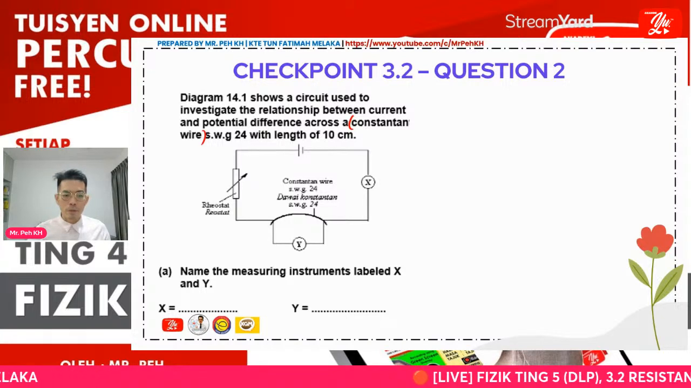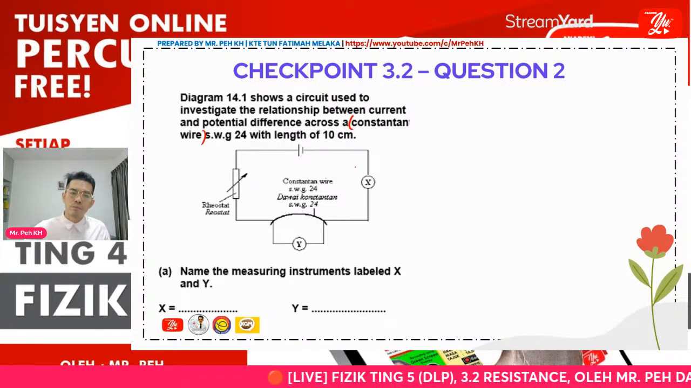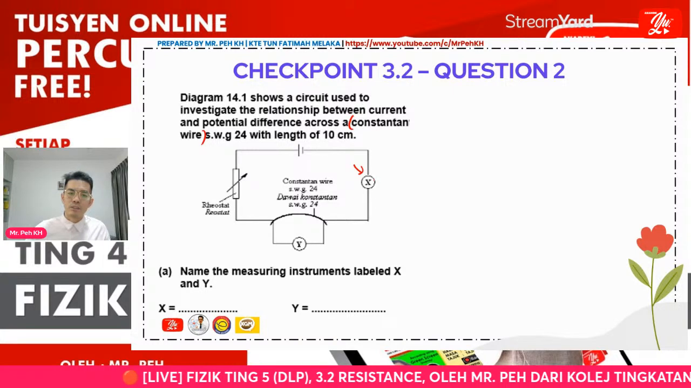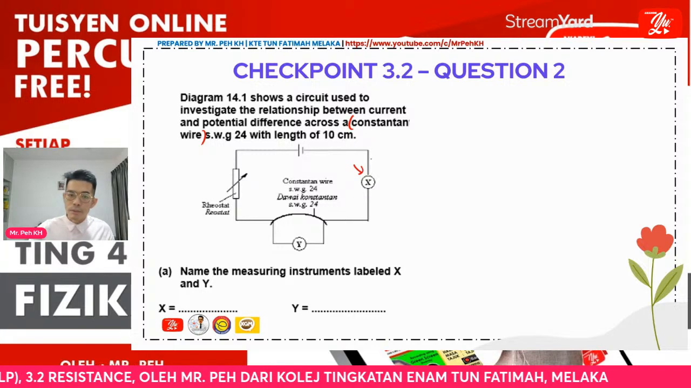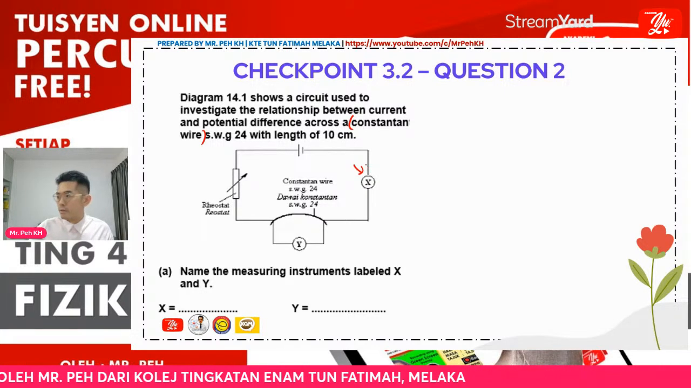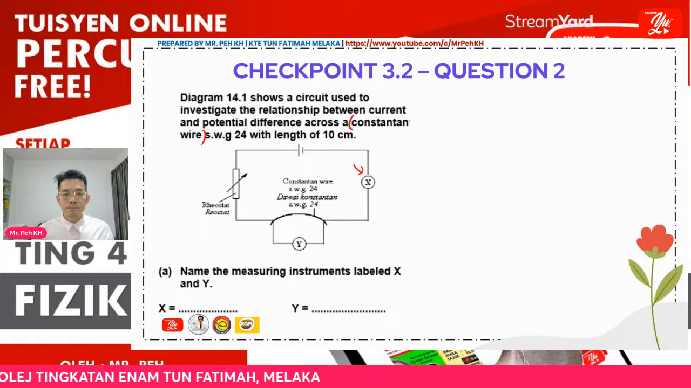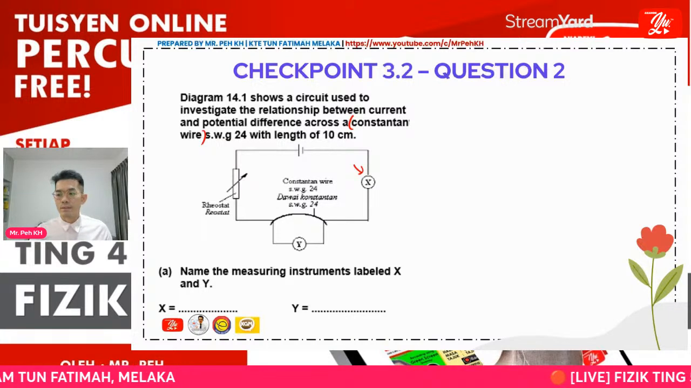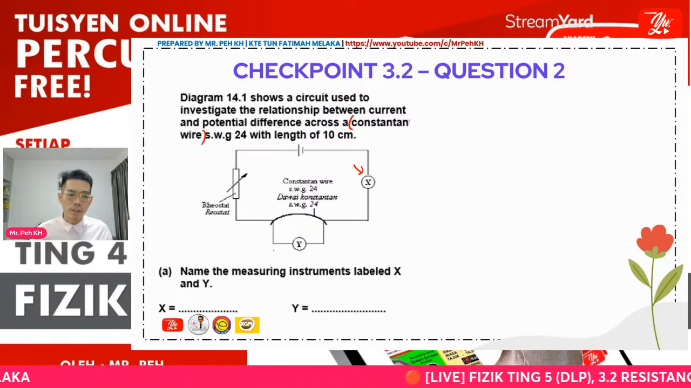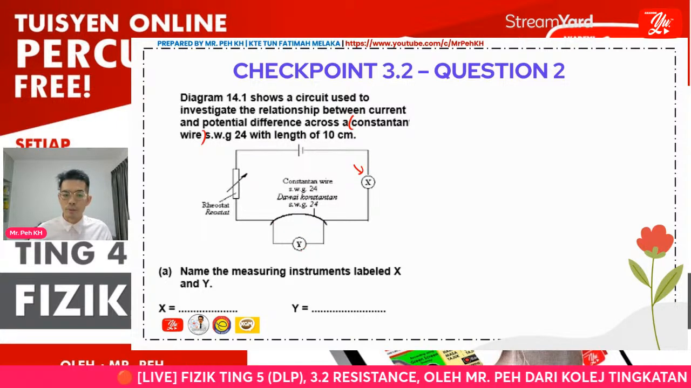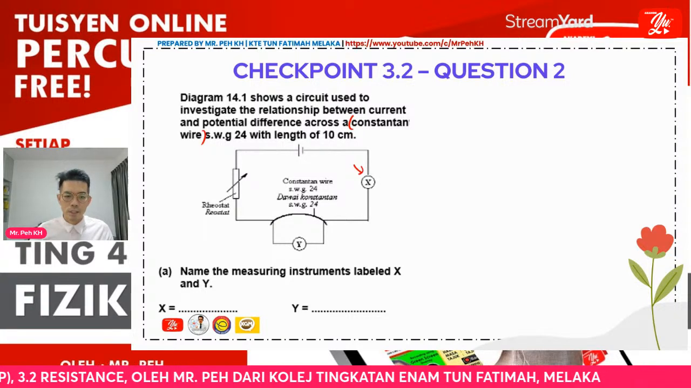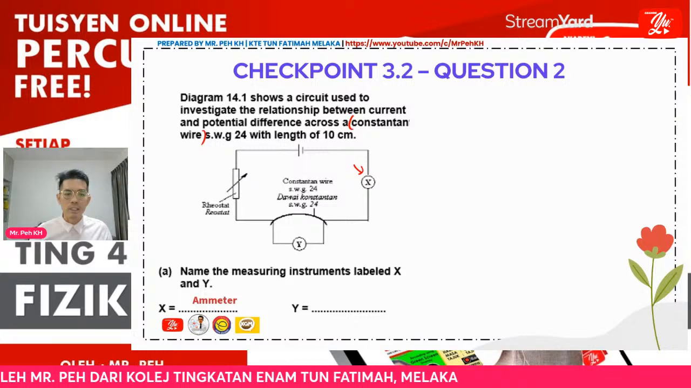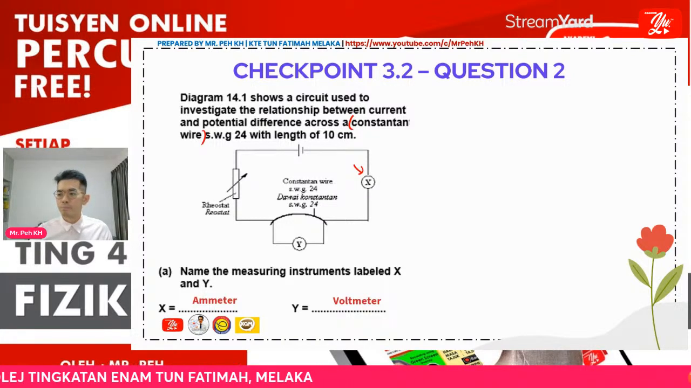Here, name the apparatus labelled X and Y. You can see the apparatus X is connected in series in this circuit. For the measurement, it will be an ammeter. We know already the ammeter is connected in series. Then Y, we measure the voltage, the potential difference, by using the voltmeter, which needs to be connected in parallel to the circuit. So X will be ammeter, very clear, and Y will be voltmeter.